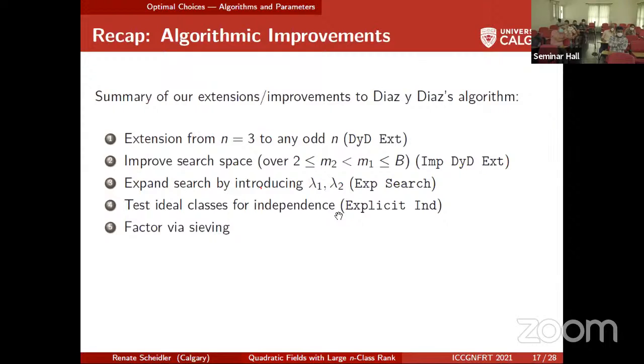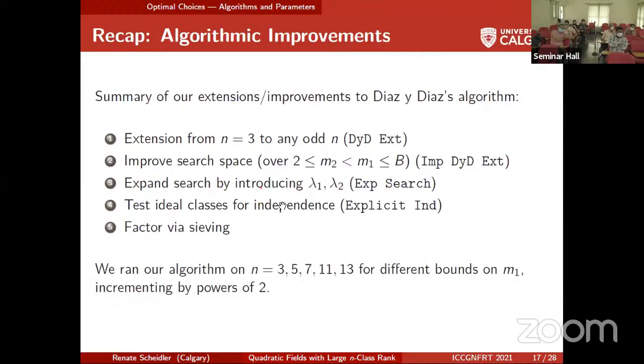And so now this is pretty much what Mike reported. So I'm going to start reporting on some of our computations now. We ran our algorithm on values of n equals 3, 5, 7, 11, and 13. We didn't go any further at this point. We used different bounds on our ideal norm M1. The way you do this is you make the bound some sort of power of 2 and you increment these powers of 2 up to, depending on what your n is, something like 2 to the 13 or 2 to the 14 or something.